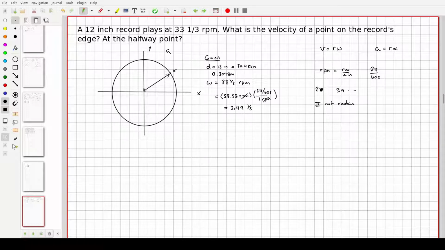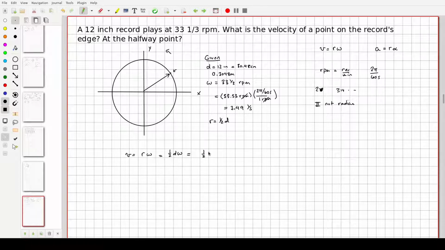Okay, now, so we have the diameter. We have the angular velocity. Now, let's not forget the radius is 1/2 of a diameter. All right? Now, we want to know what the velocity is of a point out on the edge. That's for the first part. Well, v, which is your tangential velocity, is r times omega, or, using this, would be 1/2 d times omega.